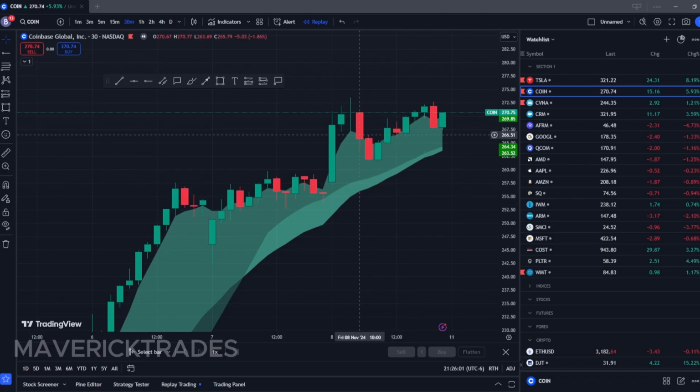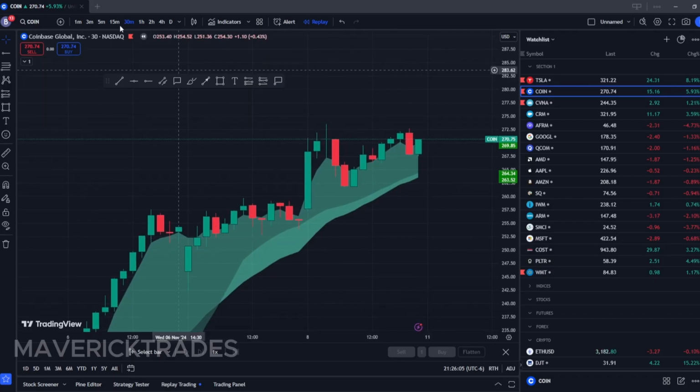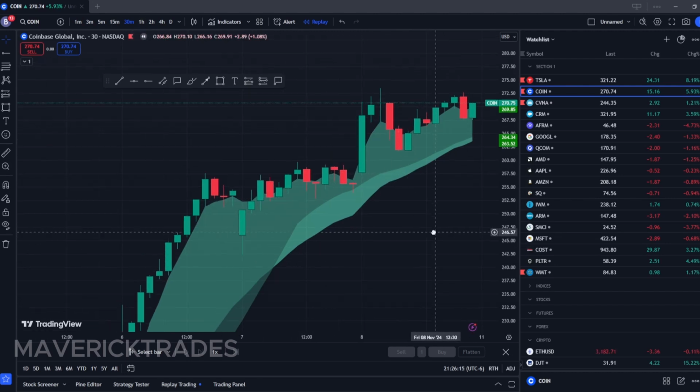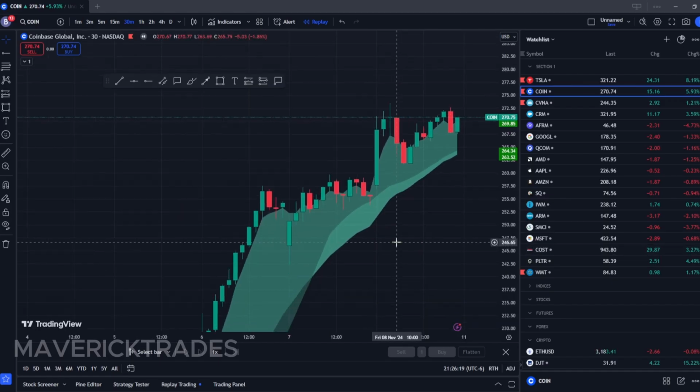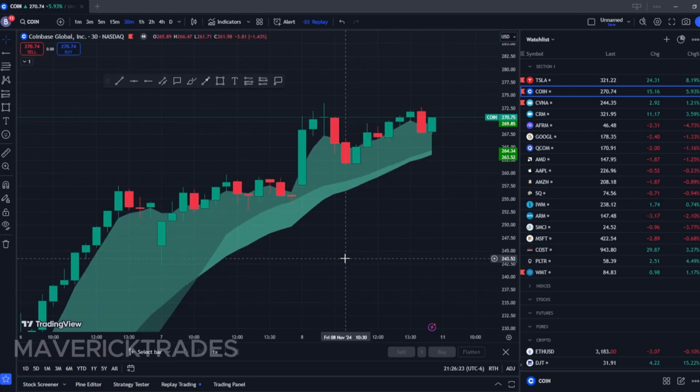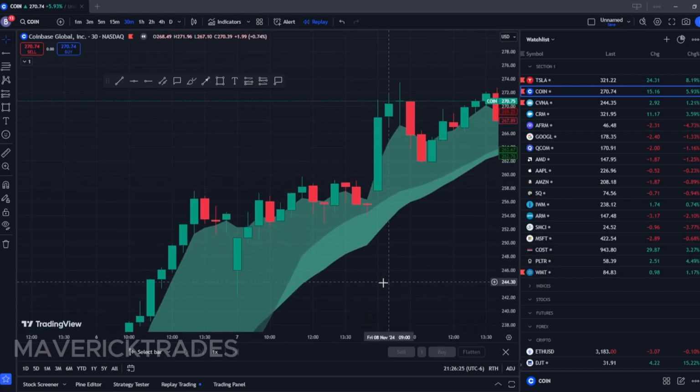So this is TradingView. The first thing that you're going to want to end up doing for this strategy is setting your time frame to 30 minutes to an hour. The reason for that is the higher the time frame, the more value the candlestick has. So, first thing you're going to want to end up doing is identifying support and resistance. So, what does that mean?